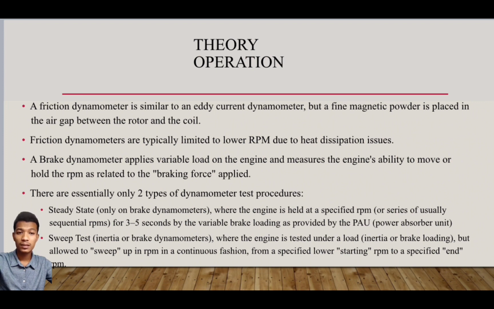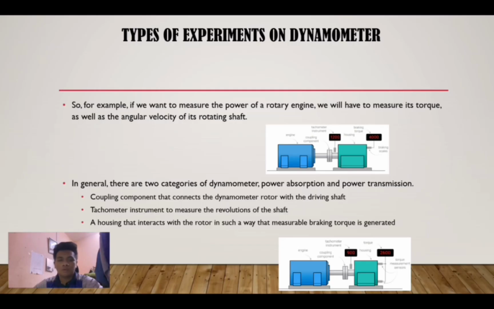Second, the sweep test, on an inertia or brake dynamometer, where the engine is tested under inertia or brake loading, but allowed to sweep up in RPM in a continuous fashion from a specified lower starting RPM to a specified end RPM. Type of experiment on a dynamometer: for example, if we want to measure the power of a rotary engine, we have to measure its torque as well as the angular velocity of its rotating shaft.